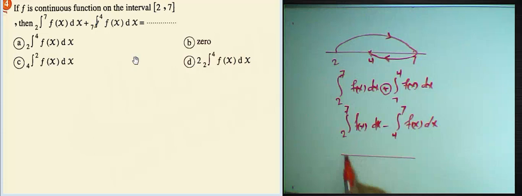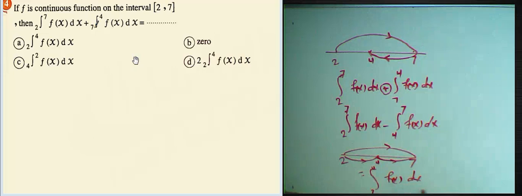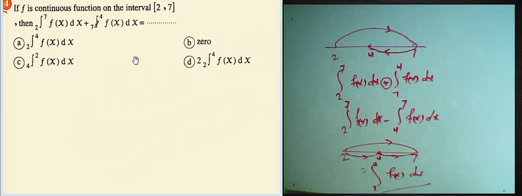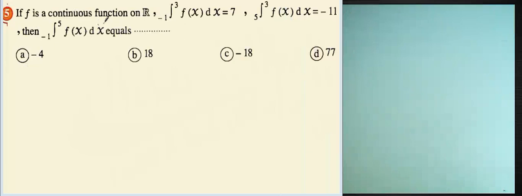We know integration from 2 to 7, and subtract from 4 to 7. It will be integration from 2 to 4 of f of x dx. Okay, so the result will be what? The result will be letter C. Understood? We can cancel this part from the interval here. So the result about this example will be the interval from 2 to 4 about this function. It means integration about this function. So the result will be letter what? Letter A.